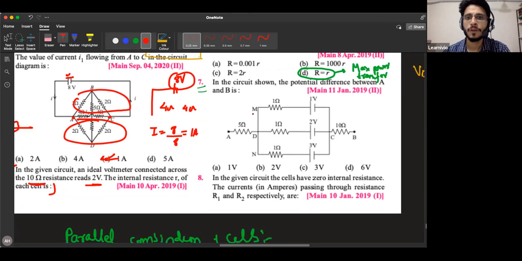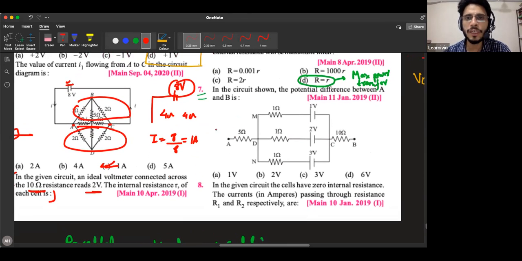See, you are supposed to calculate the potential difference between A and B. Now see, the potential difference between A and B and the potential difference between C and D should be the same, because no current is passing through this resistor, as it is an open circuit. If no current is passing through it, that means there is no voltage drop across it.